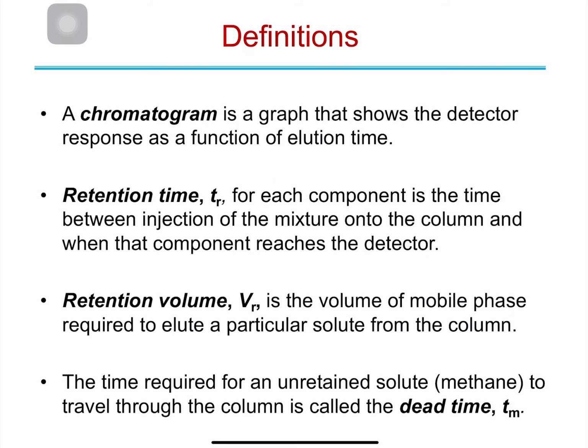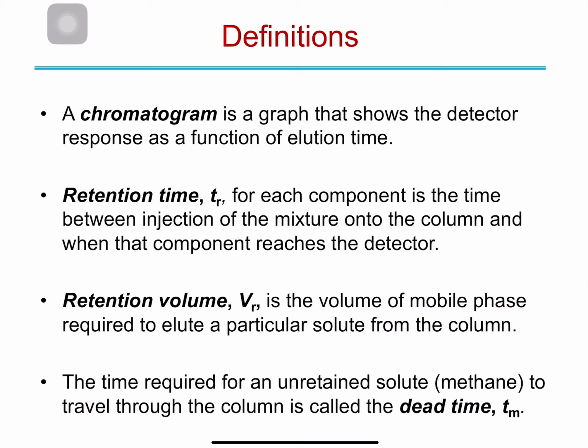A few definitions before we move on to talk about the efficiency of our columns, or the efficiency of separation. Chromatogram, we all know what a chromatogram is. A chromatogram is the graph that shows the detector response as a function of elution time, because in chromatography, elution time means everything for us. We will see how many components we have based on their elution time, so the elution time is very important.